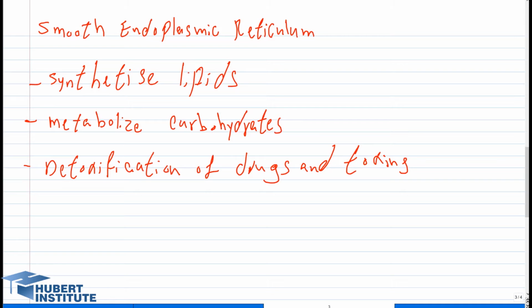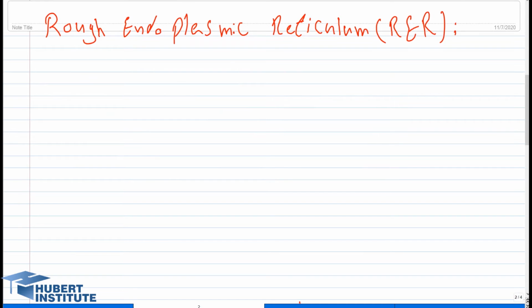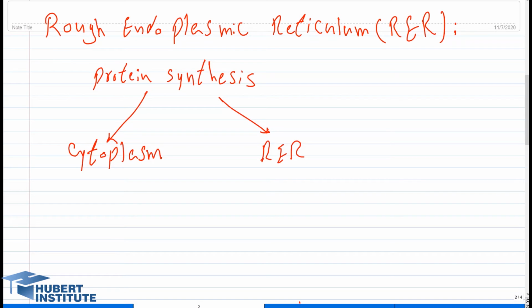So let's go to the rough endoplasmic reticulum. As we mentioned, it has ribosomes, which means it's the site of protein synthesis. But we know that there are also ribosomes in the cytoplasm. So what's the difference between those proteins that are translated in the cytoplasm and those that are translated in the rough endoplasmic reticulum? Let's split protein synthesis into two parts. We have those that are made in the cytoplasm and those that are synthesized in the rough endoplasmic reticulum.